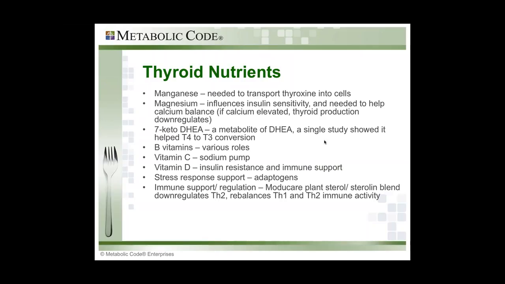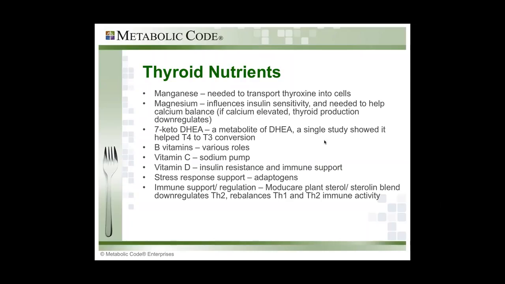And then all these other nutrients are kind of ancillary things, but they all really do play a role. There are B vitamins that play various roles in these processes. There's a sodium pump that's important when thyroid hormones are made. We pump sodium in and out with thyroid hormone production and conversion. You need vitamin C for that sodium pump, apparently.